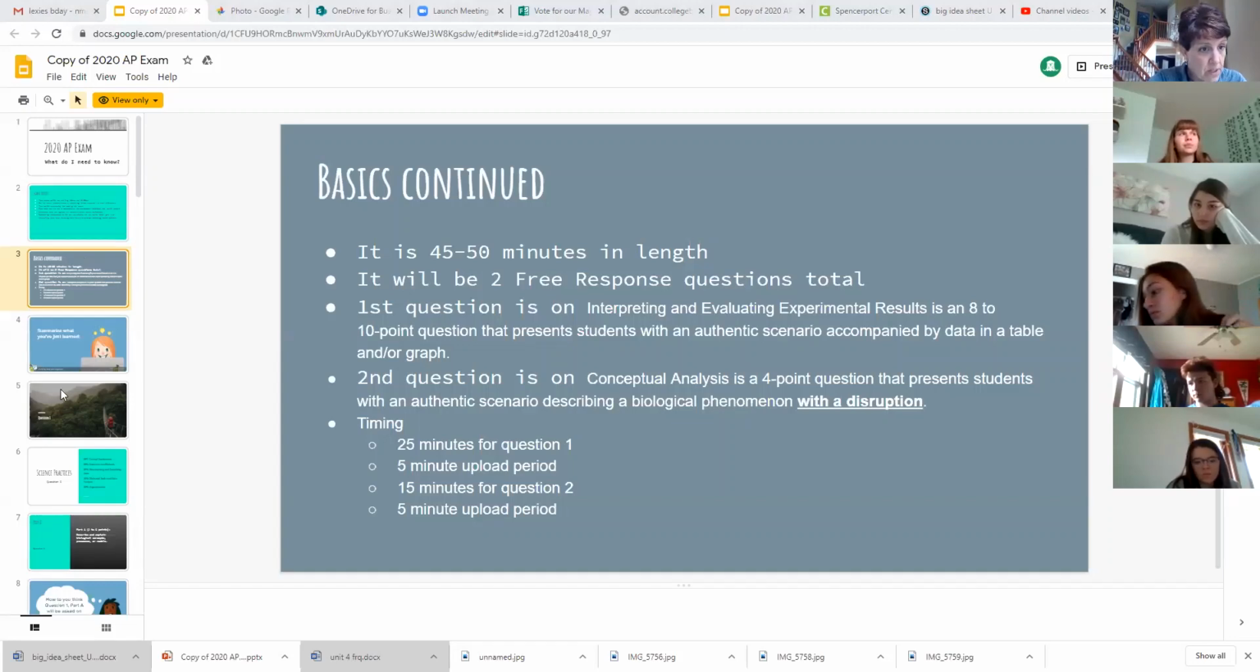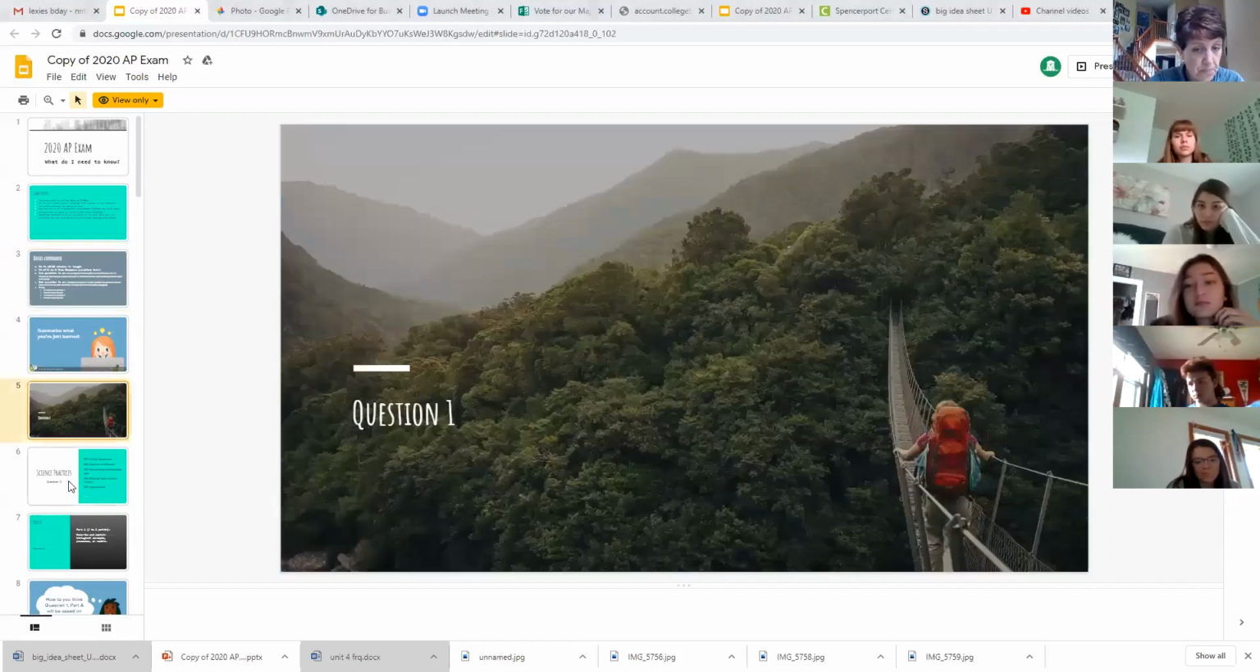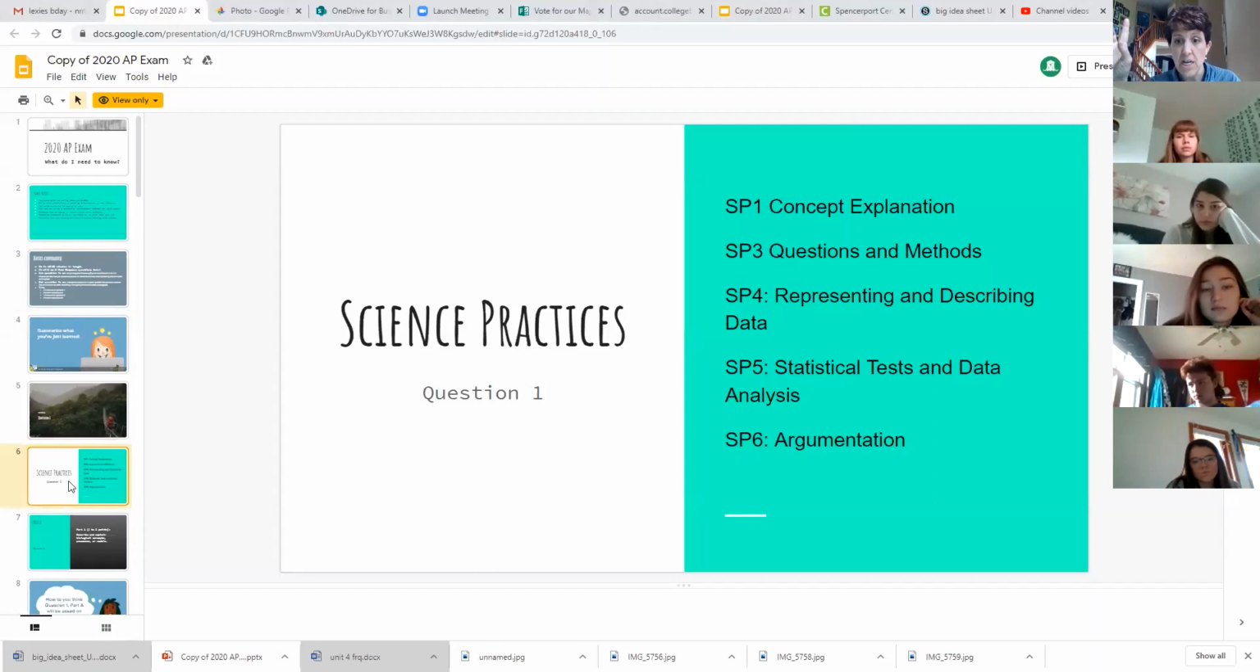All right, let me go to the next question. Whoops. So the first question, these are what we think. I just met with a bunch of AP teachers, so this is what we came up with. So explaining the concept: how did they answer their question based on what method they used to collect their data.